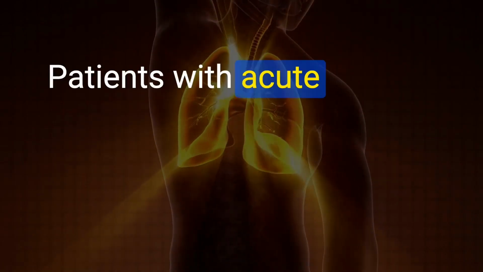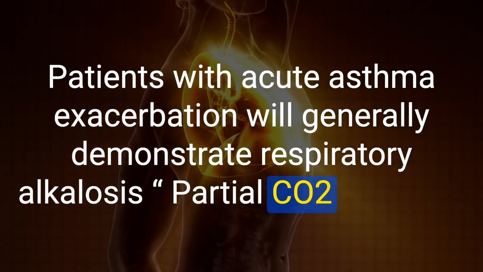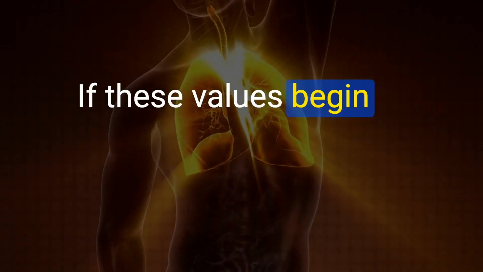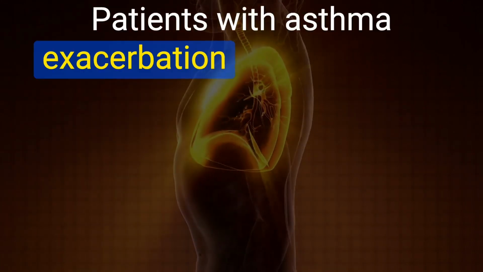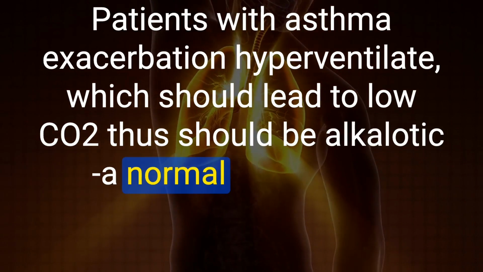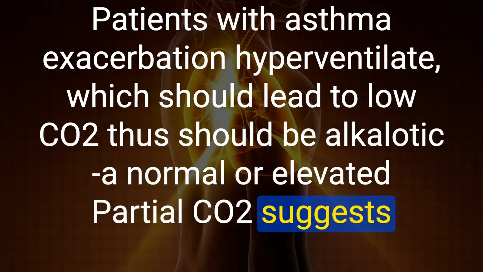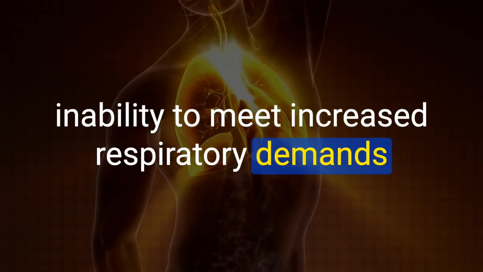117. Patients with acute asthma exacerbation will generally demonstrate respiratory alkalosis, low partial CO2, and high pH. If these values begin to normalize, this is a sign of respiratory failure. Patients with asthma exacerbation hyperventilate, which should lead to low CO2, and thus should be alkalotic. A normal or elevated partial CO2 suggests impending respiratory failure, an inability to meet increased respiratory demands.